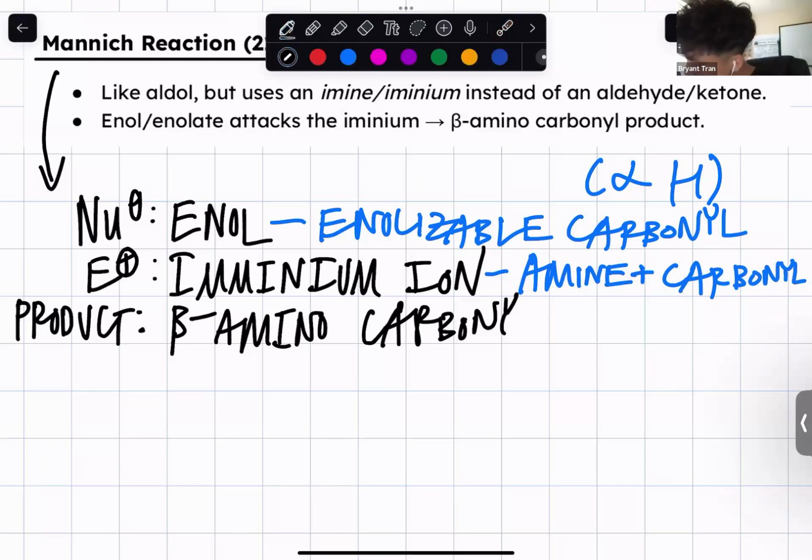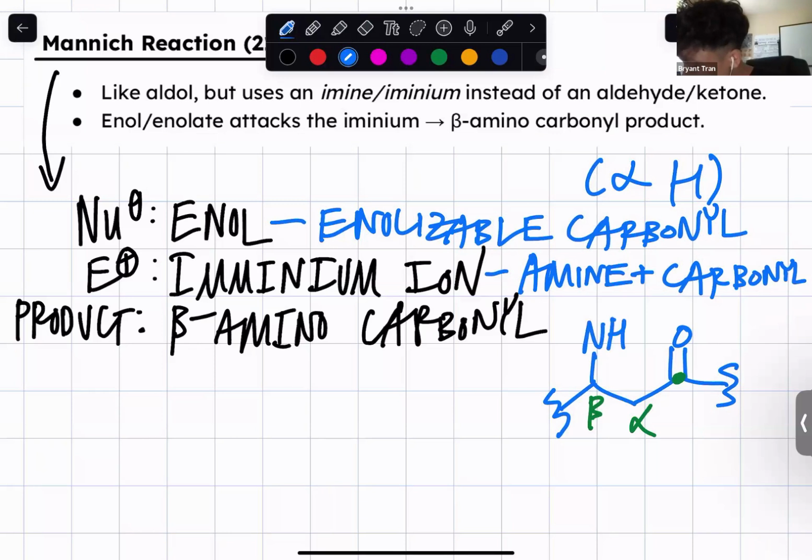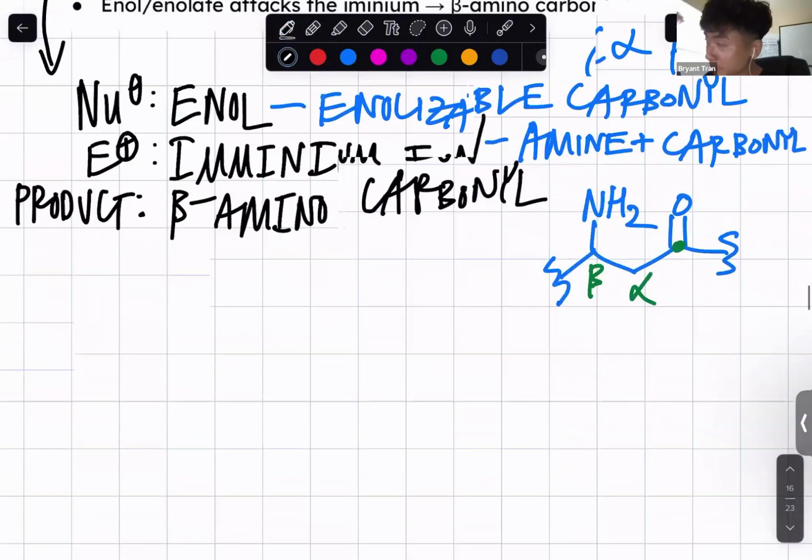And a beta aminocarbonyl looks like this. So let's say we have a carbonyl right here. And this is the carbonyl carbon. This is the alpha carbon. This is the beta carbon. And at that beta carbon right there, we're going to have some kind of amine group, like let's say NH2 or NRH or NR2. Okay? Now, here's an example here.